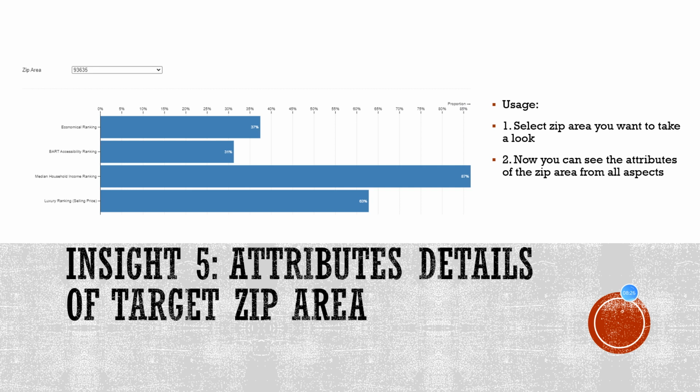You can see that here the percentage stands for the percentage where this area is at. For example, the economical ranking here is 37%. It means the average rent in this area is cheaper than 37% of all other zip areas in the Bay Area, and the latter 3 mean similar things.